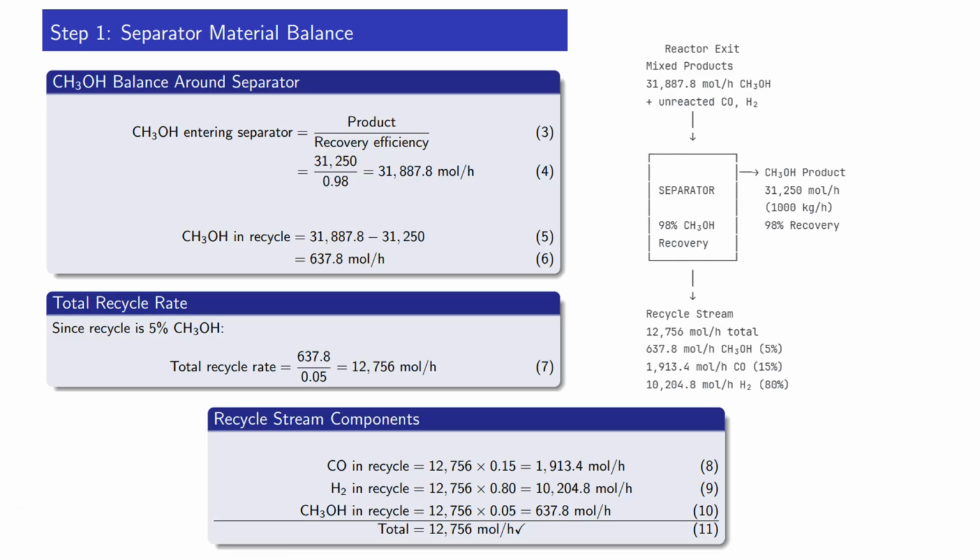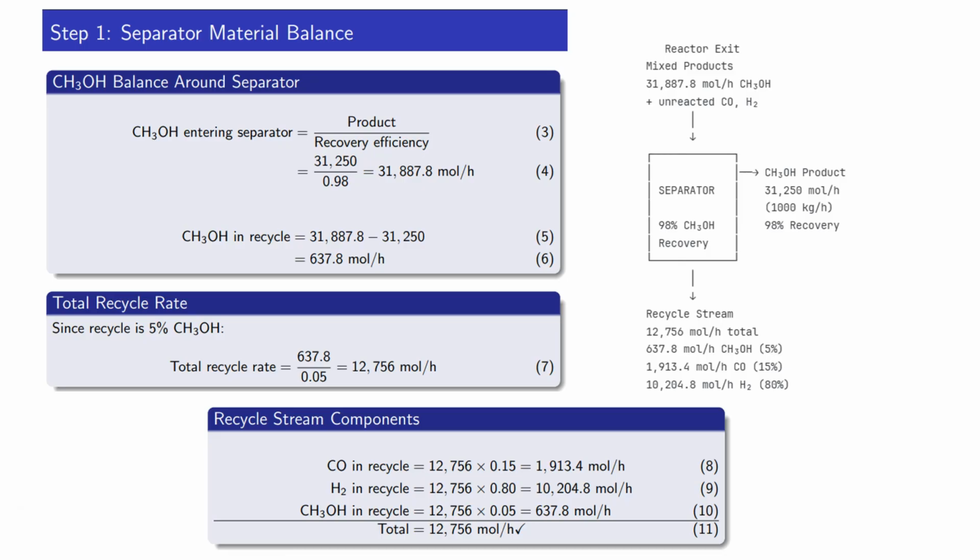Now here, total recycle rate. We are given that the recycle stream is 5% methanol by moles. So total recycle rate will be methanol in recycle divided by the molar fraction of methanol. So that is 637.8 mole per hour divided by 0.05, that is 12,756 mole per hour. So total recycle rate is 12,756 mole per hour.